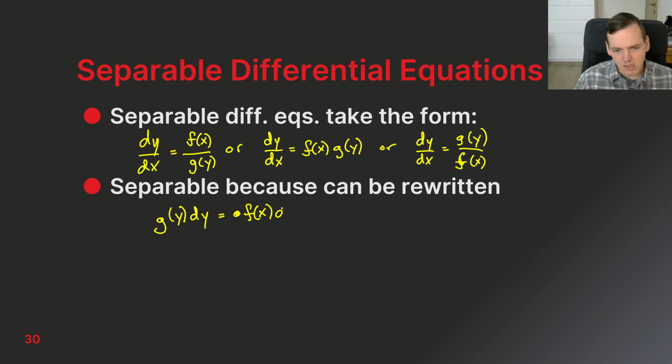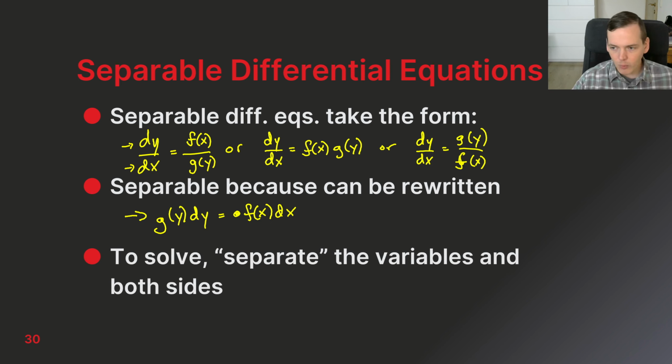f of x dx. So the reason why we care about being two functions multiplied together, one that only has x and one that only has y, is I can basically treat these differentials as variables and multiply or rearrange them, and I can get something in this form, where one side only has y's and one side only has x's, and hence separable. I can separate the x from the y.